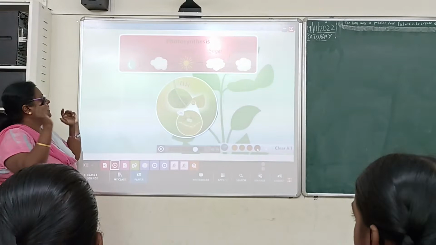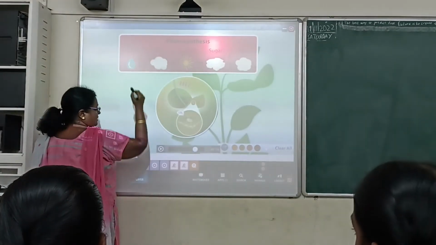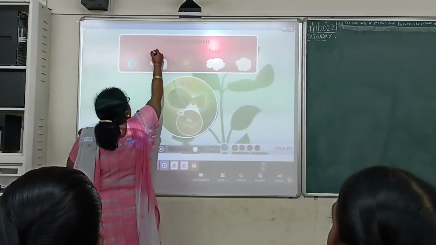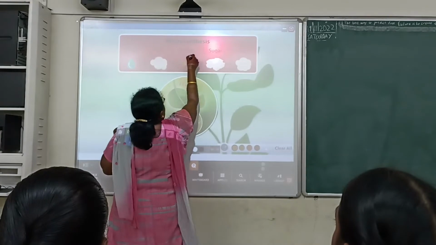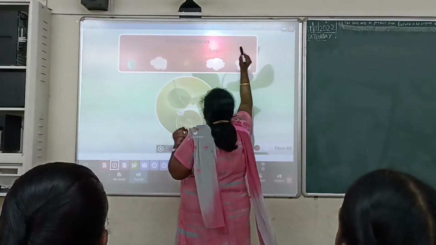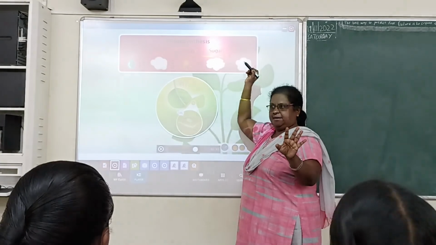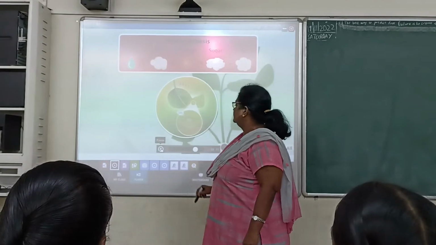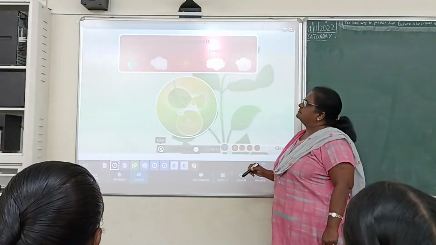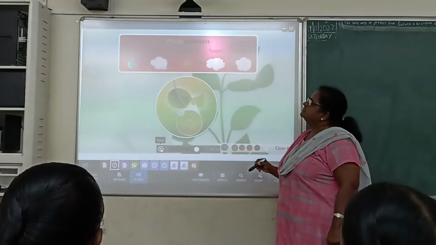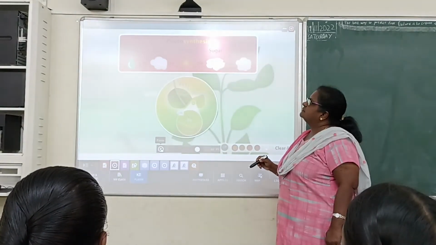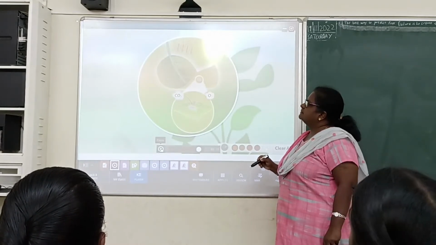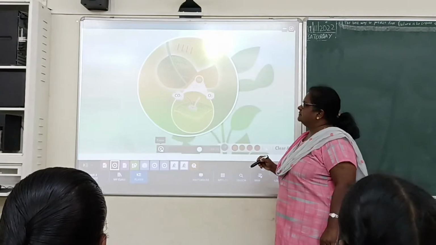You are going to learn a formula. So water plus carbon dioxide plus energy gives sugar and oxygen. Sugar is the food that is prepared. The process is called photosynthesis. Photo means light and synthesis means to put together. During photosynthesis, the oxygen produced is released in the atmosphere.